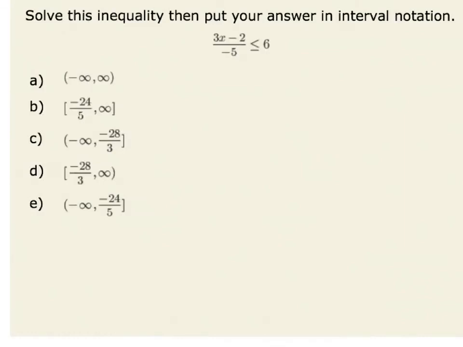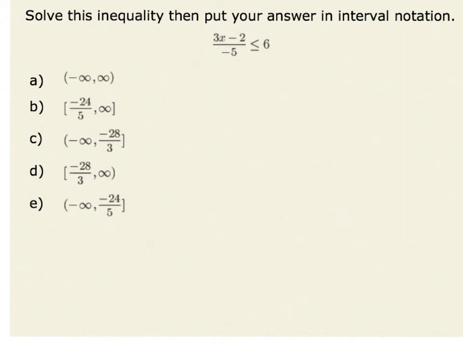We are asked to solve the inequality (3x minus 2) divided by negative 5 is less than or equal to 6, and then write this solution in interval notation. In order to solve this inequality, we would have to isolate our variable x on one side of the inequality.